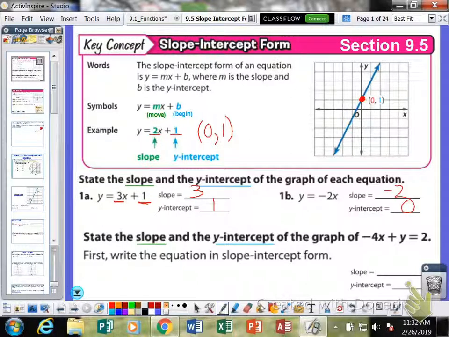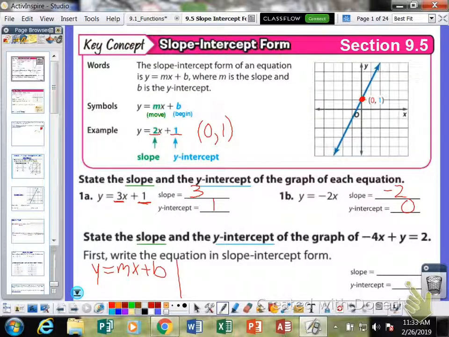The next one says state the slope and the y-intercept of the graph of negative 4x plus y equals 2. Okay, so first things first, we need to have this equation in slope-intercept form. Our slope-intercept form is y equals mx plus b. So I want to rewrite this equation in slope-intercept form.